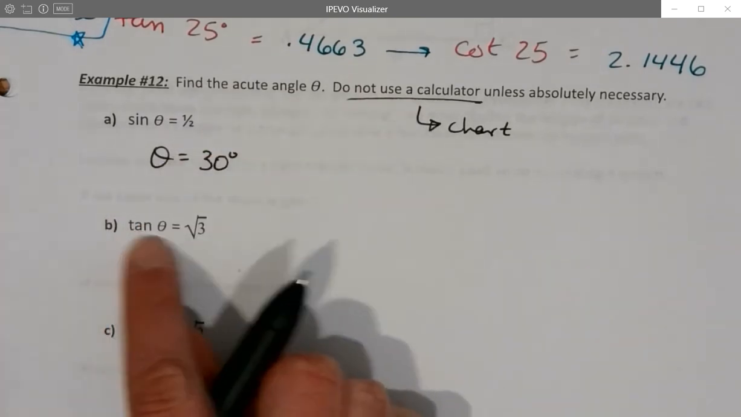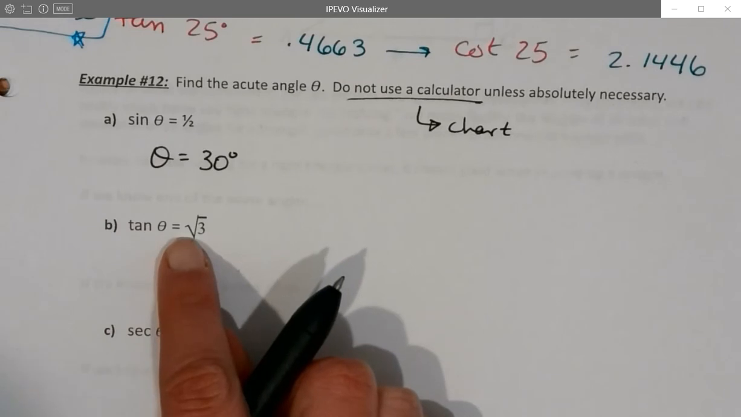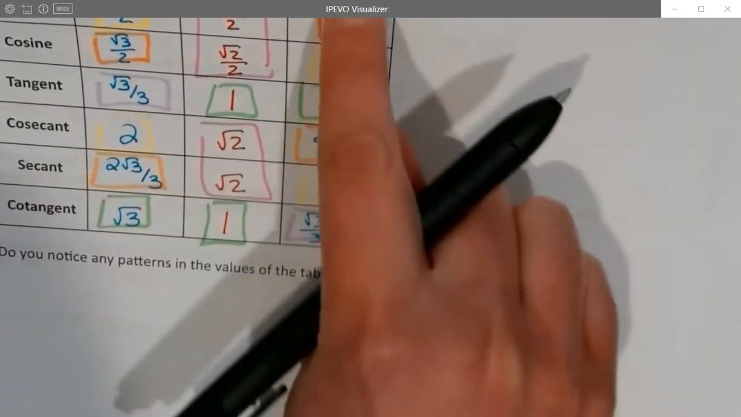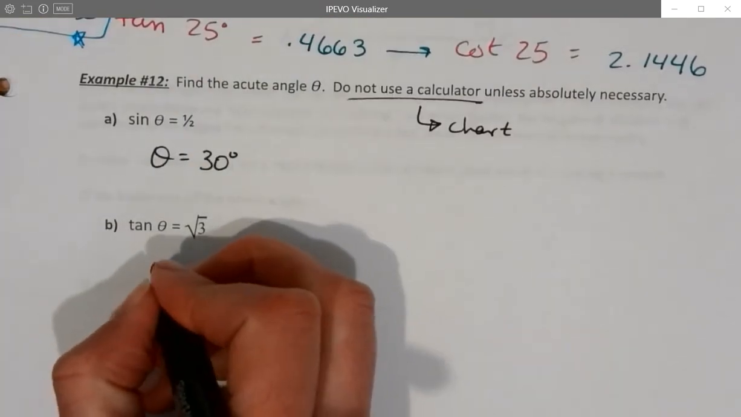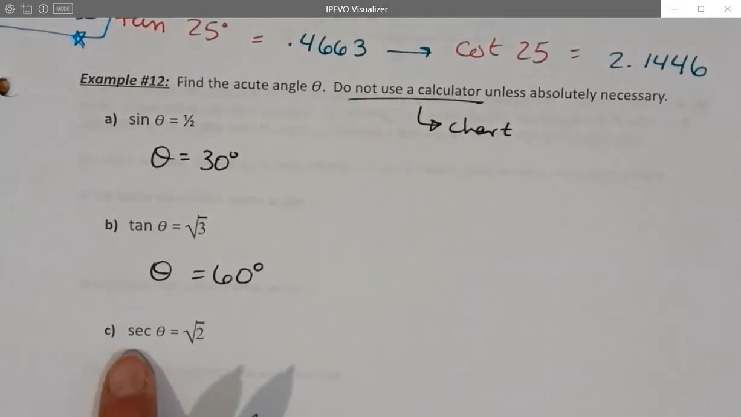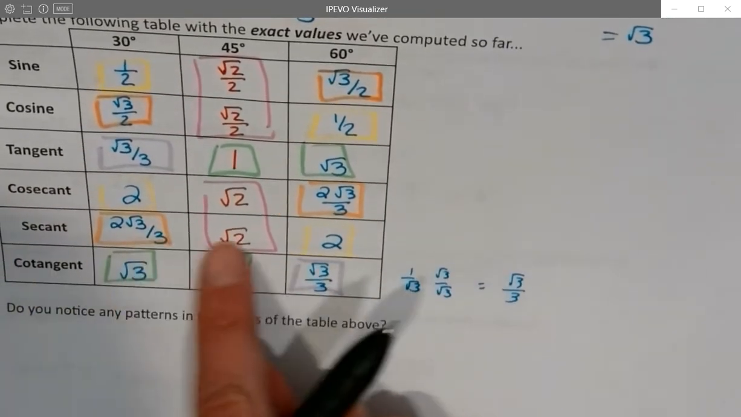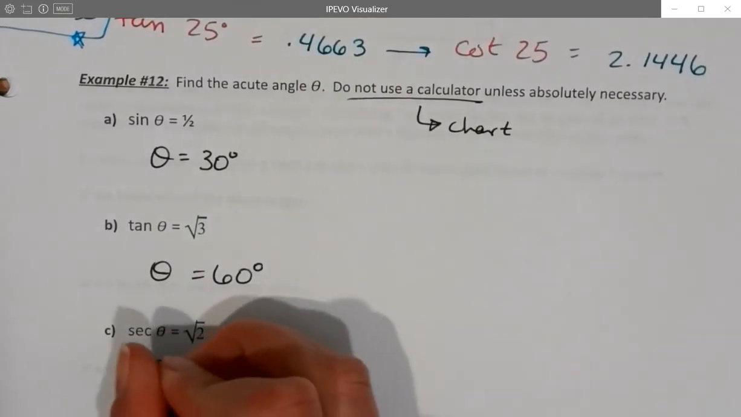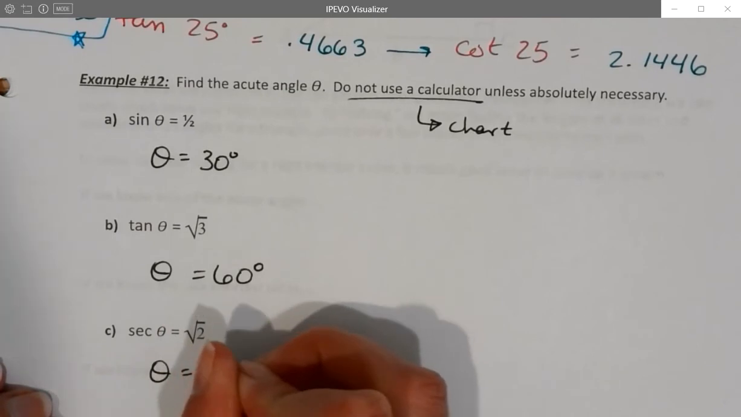Find an angle such that the tangent is the square root of 3. If the tangent is the square root of 3, the angle would be 60 degrees. So theta is 60 degrees. If the secant is the square root of 2, it means that the angle is 45 degrees. So theta is 45 degrees.